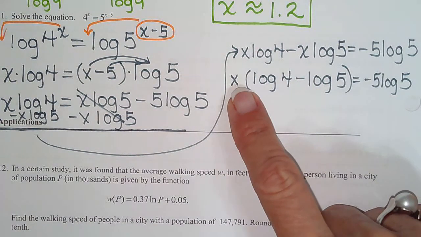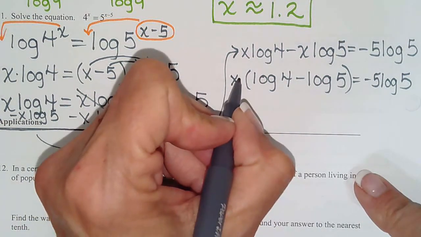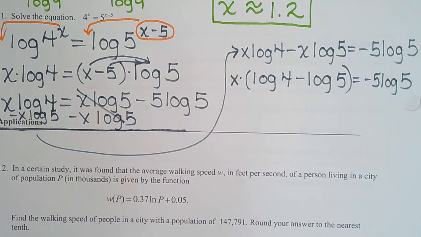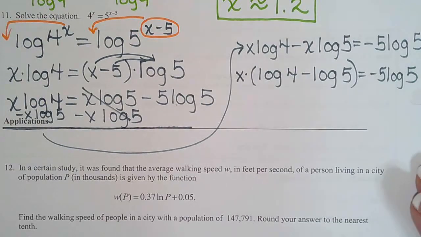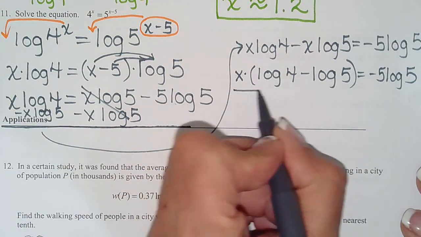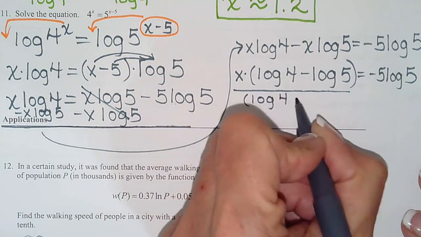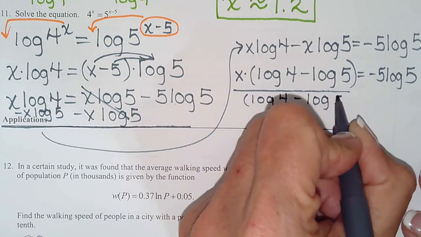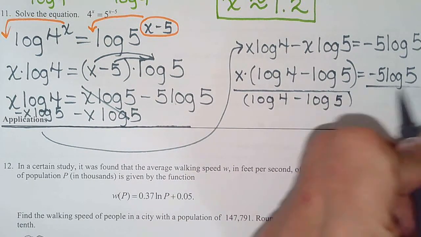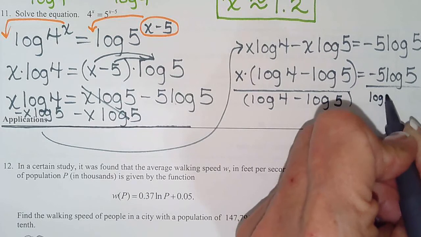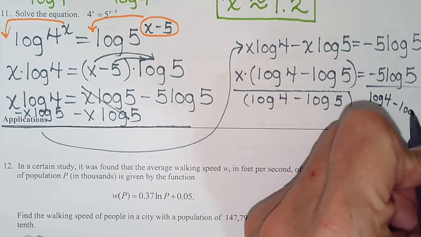So I need to get x alone. So my last step, divide by all that junk. Log of 4 minus log of 5, log of 4 minus log of 5.